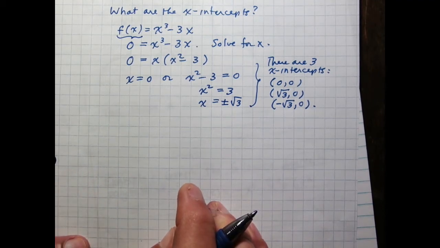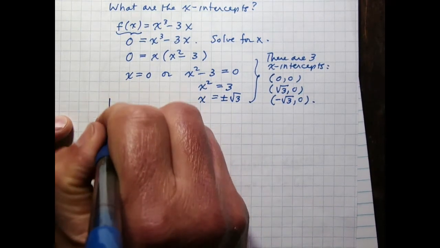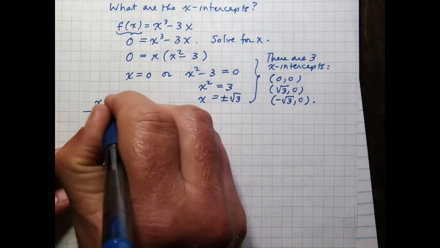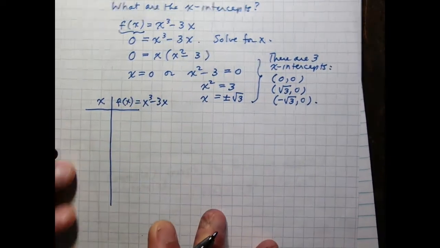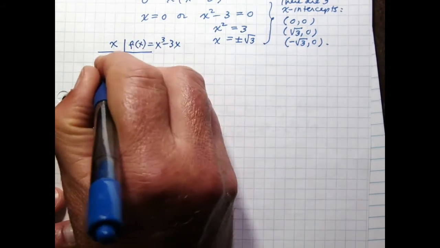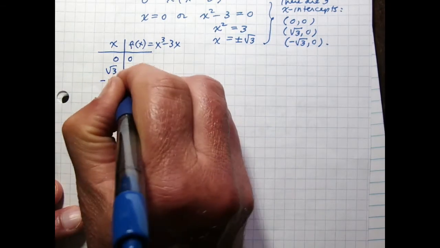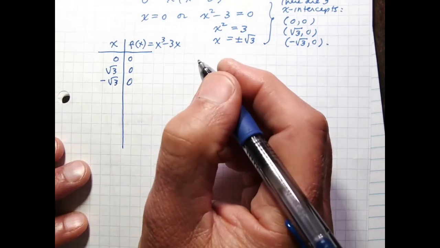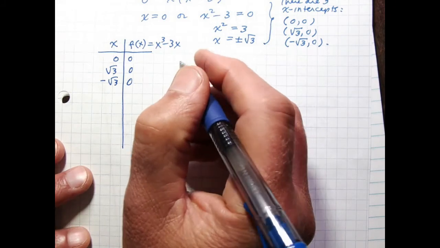I think let's just plot a few more points, do a few more calculations for this function, x cubed minus 3x. So I have my x-intercepts: (0, 0), (square root of 3, 0), and (negative square root of 3, 0). If we look for a y-intercept, we're only going to get (0, 0), so that doesn't give us any additional information.